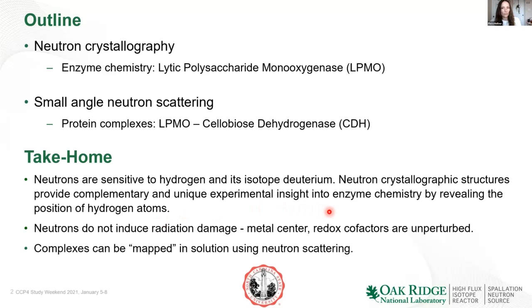Again, this method is not used alone, it's used in complementarity with X-ray crystallography and DFT calculations, for example. Another important take-home is that neutrons do not induce radiation damage. Therefore, we can look at metal centers and redox cofactors without perturbing their redox state. And finally, with small angle scattering, we can map complexes in solution.